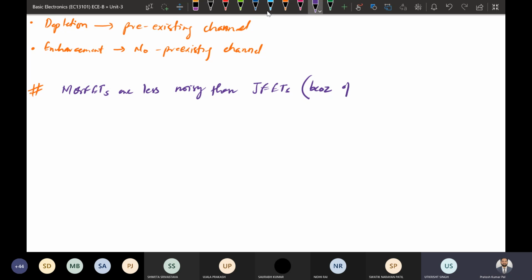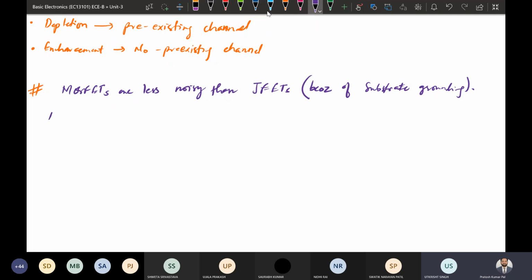Because of substrate grounding, that means the substrate terminal is there and that is always grounded in case of n channel MOSFET. So that's why JFETs are considered to be more noisy than MOSFETs.